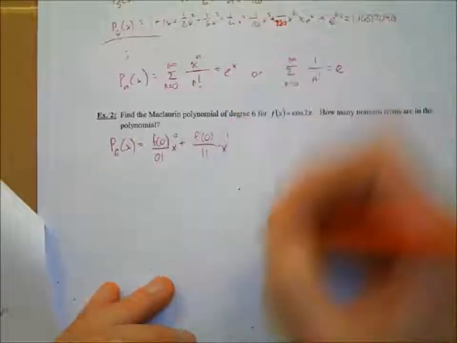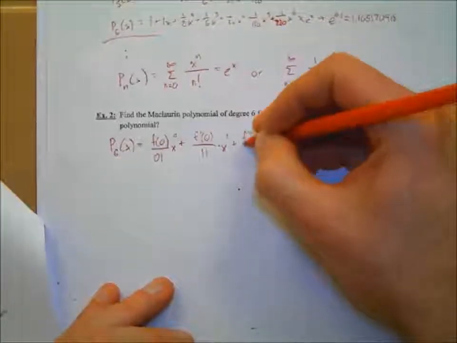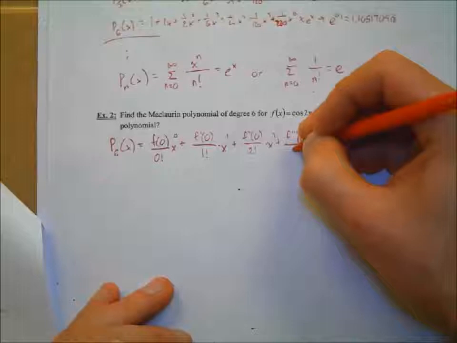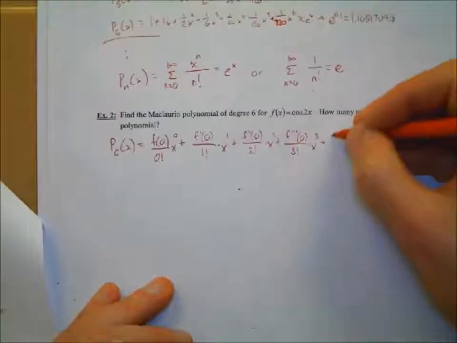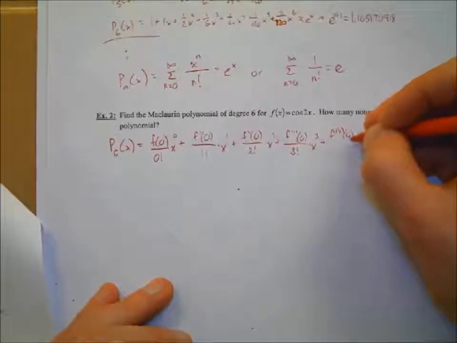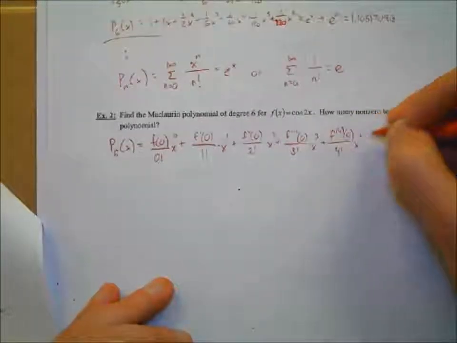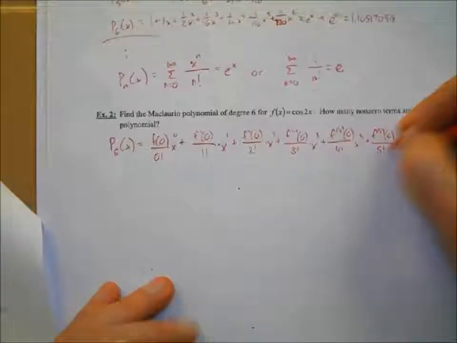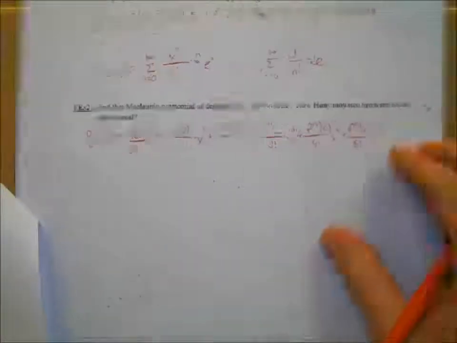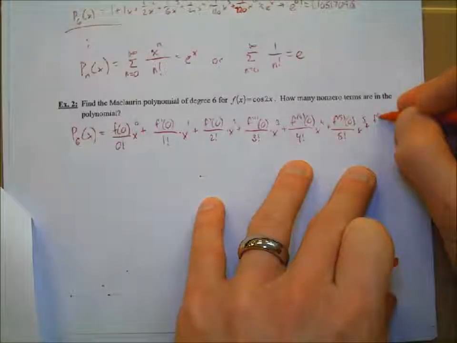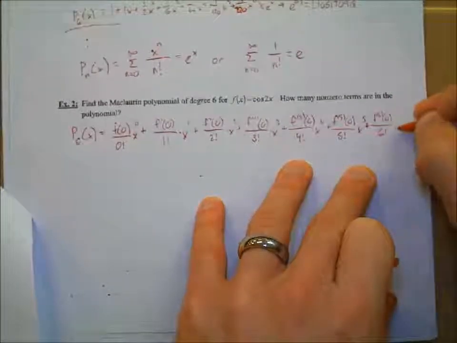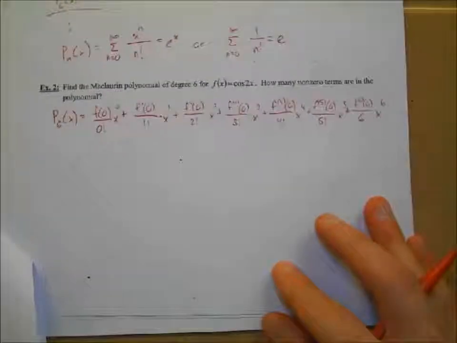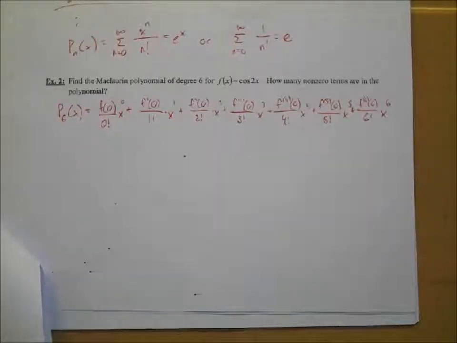But anyway, then the next term is going to be f prime of 0 over 1 factorial times x to the 1, right? And then f double prime of 0 over 2 factorial times x to the 2, f triple prime of 0 over 3 factorial x to the 3, fourth derivative of f at 0 over 4 factorial x to the 4, fifth derivative of f at 0 over 5 factorial times x to the 5th, and then the sixth derivative of f at 0 over 6 factorial x to the 6th.